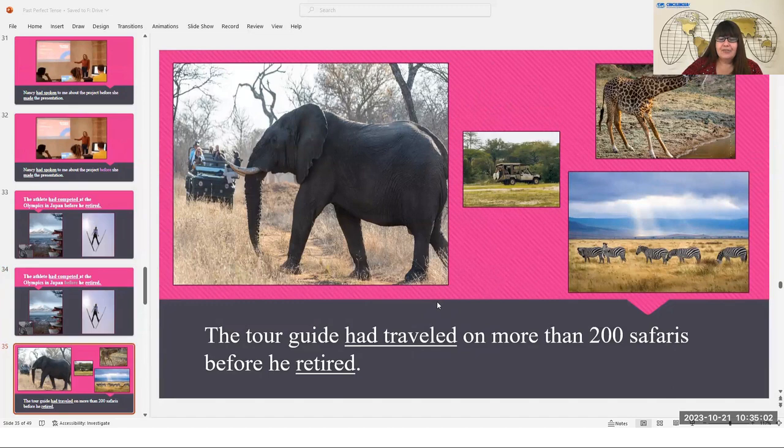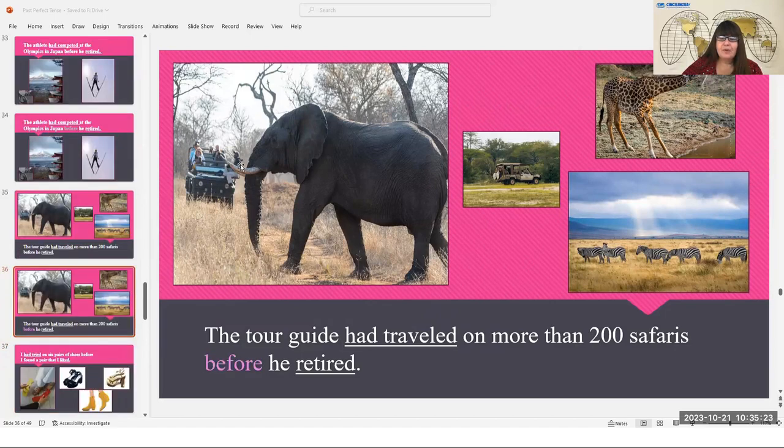The tour guide had traveled on more than 200 safaris before he retired. So this is a safari where they take people out into the wild to see the animals in their natural habitat. And the tour guide had traveled on more than 200 safaris before he retired.